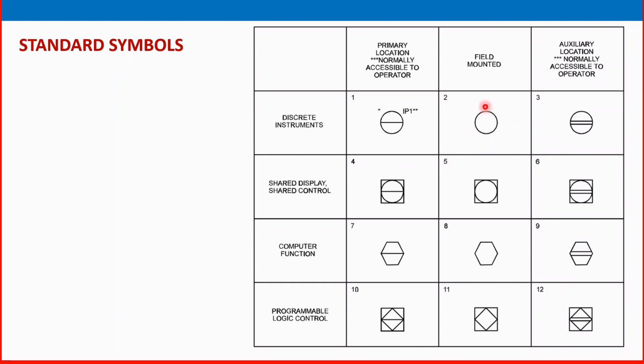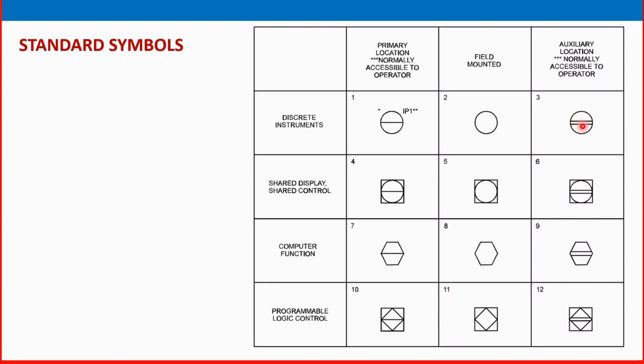Field mounted, only a single circle is field mounted, and a single circle with a single horizontal line is primary location. Normally it is accessible to the operator, that means in the local control room, local panel room, and nearby the process area. Then another one is auxiliary location, that is in the control room exactly.